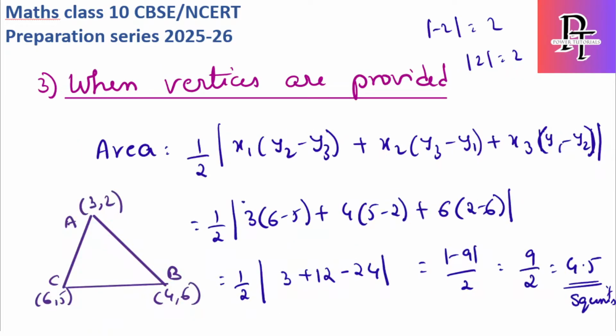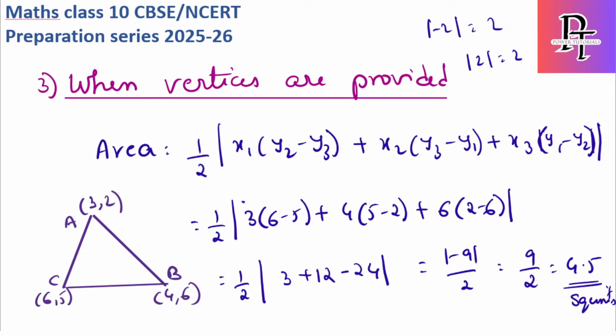And the third formula is for when vertices are provided, that is, the points are provided, then how to find the area of the triangle. It is also very easy. It is 1 by 2 into x1 into y2 minus y3, plus x2 into y3 minus y1, plus x3 into y1 minus y2. If you substitute all the points properly, you will get the same answer. And always remember, area cannot be negative, hence in the formula you can notice it is the modulus of the calculation.